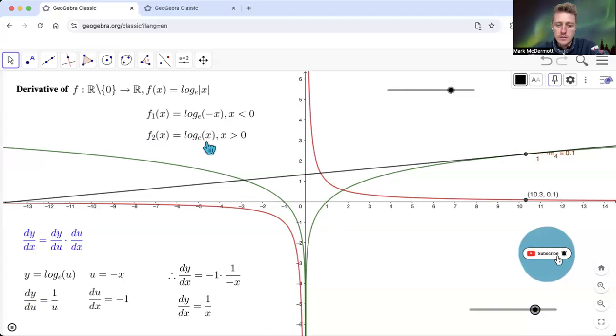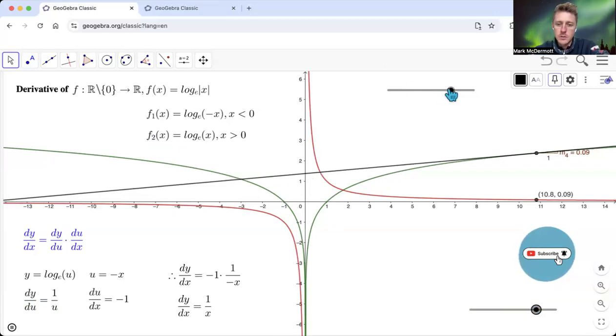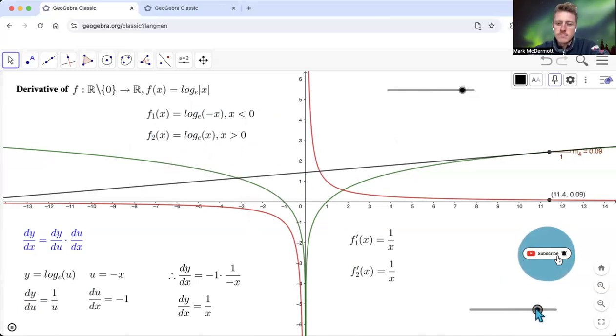Let's do the other part. We know that for f1 of x, the derivative is 1 on x. And for the exact same reasoning, the derivative of the second part of the function for x greater than 0 is also 1 on x. So the derivative of this whole thing, therefore, is 1 on x, because the derivative of both parts is 1 on x. So we can just say the derivative of log base e of mod x is 1 on x.